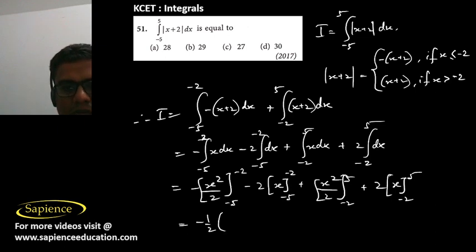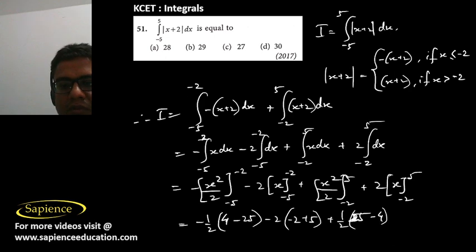So this will be minus 1 by 2 into minus 2 whole square is 4, minus of minus 5 whole square is 25, then minus 2 into this is minus 2 minus of minus 5, that is plus 5, plus 1 by 2 into this is 5 square, that is 25, 25 minus of minus 2 whole square, that is 4, plus 2 into 5 minus of minus 2, that is plus 2.